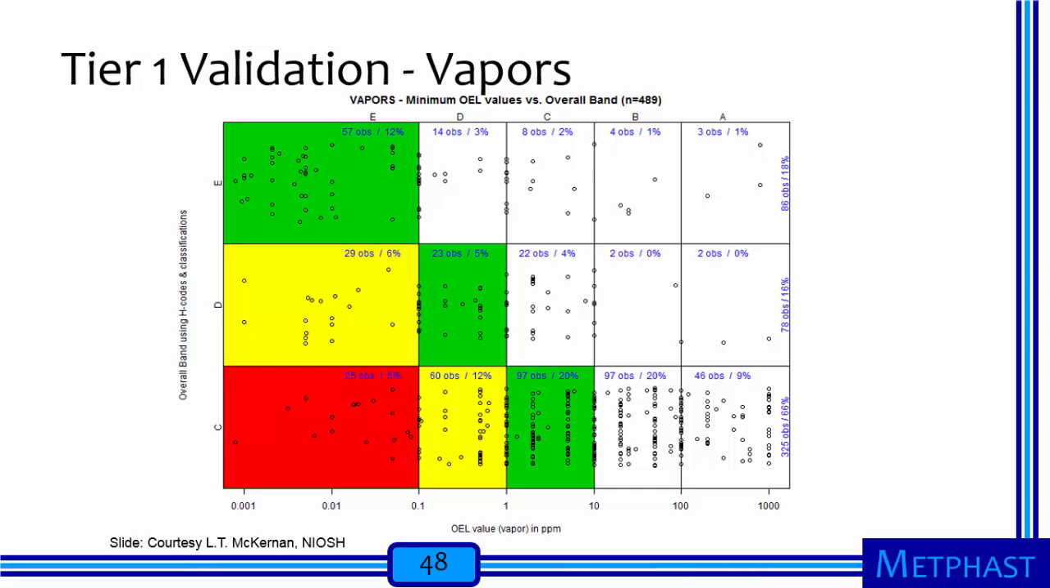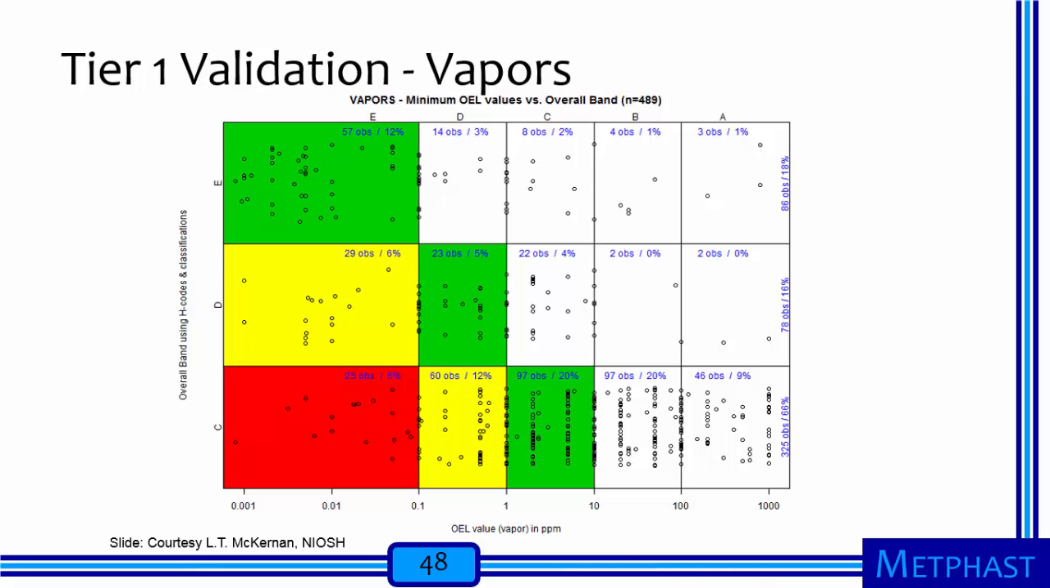We see that the uncolored or white boxes correspond to vapors for which the Tier 1 OEL band is more protective than the OEL. The 4 white boxes in the top row correspond to vapors that have OELs in bands A through D, but for which the Tier 1 approach assigns band E. The green boxes correspond to vapors for which the Tier 1 OEL band is equally as protective as the OEL-based band. Both the OEL and Tier 1 lead to the same band.